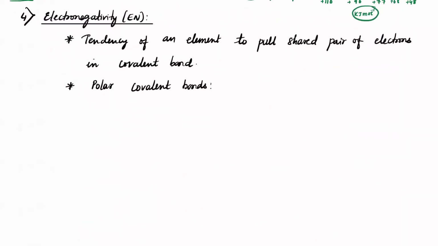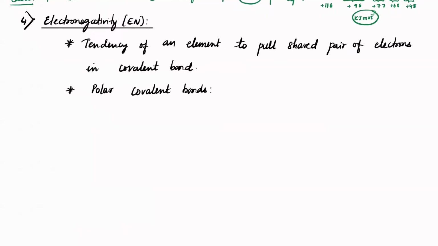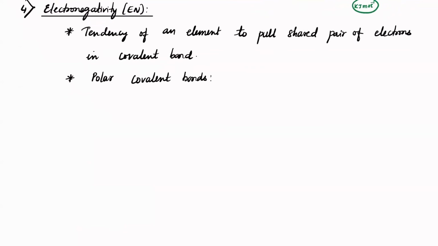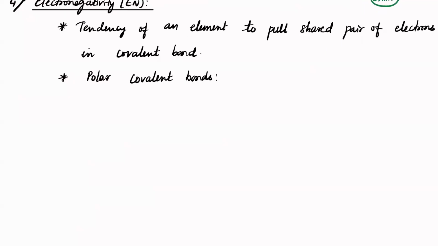Let's go to the next important term, which is electronegativity. Okay. See, the tendency of an atom to pull the shared pair of electrons in a covalent bond is generally termed as electronegativity. Okay. Expectation is that we should have polar bonds here. Correct? We must have polar bonds. What polar bonds? Polar covalent bonds.